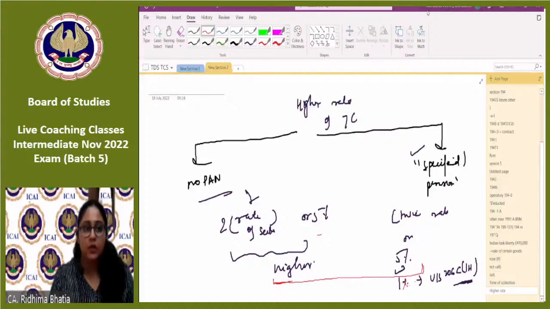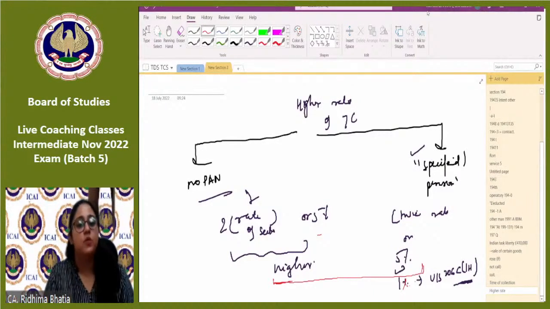Any other query? I hope you got all the concepts. TCS ka return filing, deposit dates, all of these are not at your level. Abhi only concept part is there. किसी को और कोई query? Next class would be about return filing. So please go through this particular section.